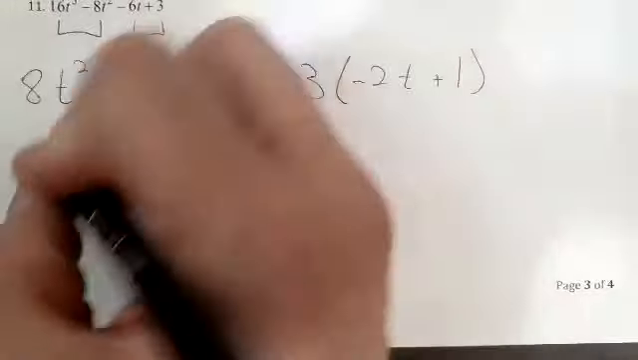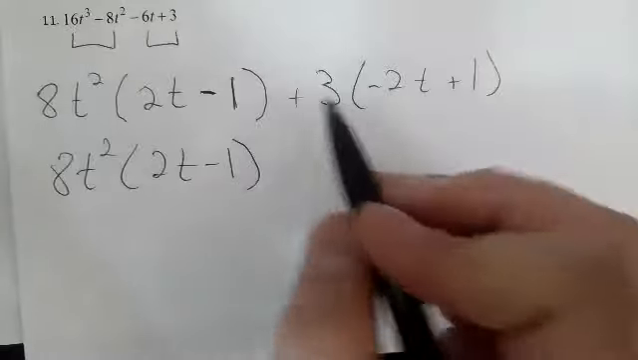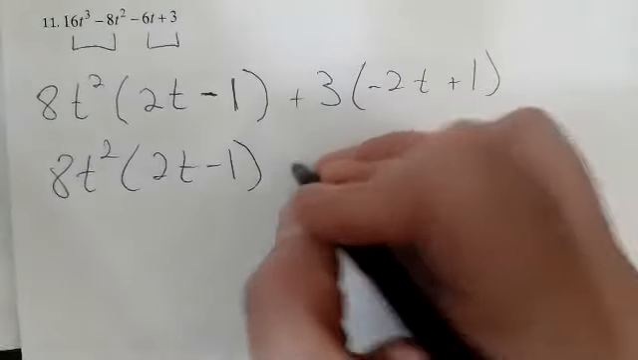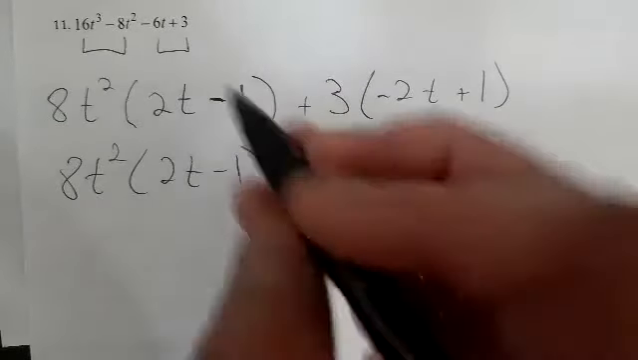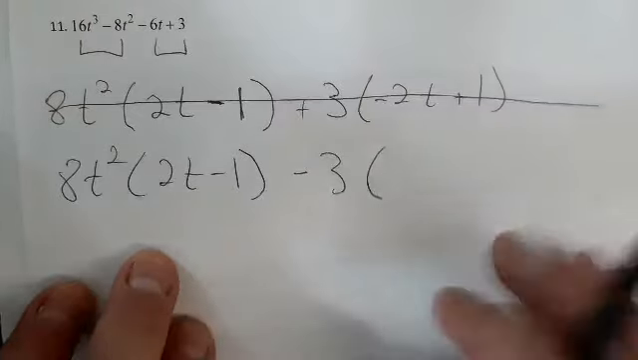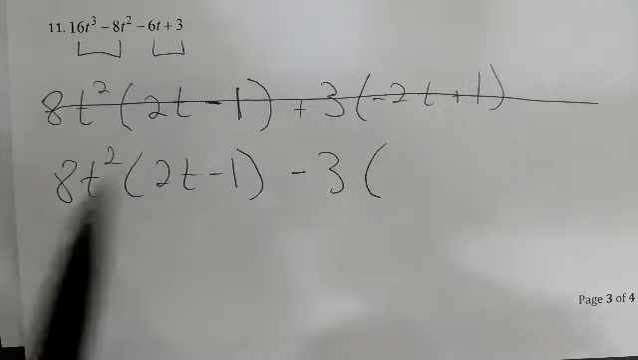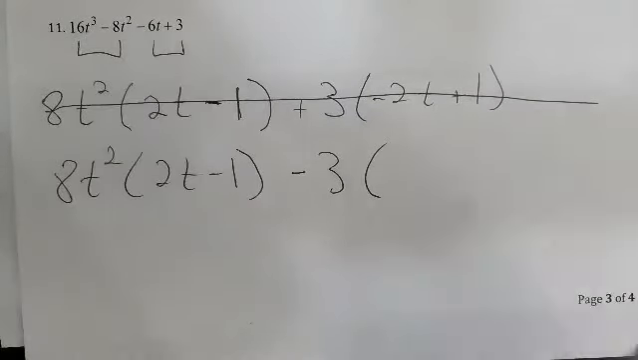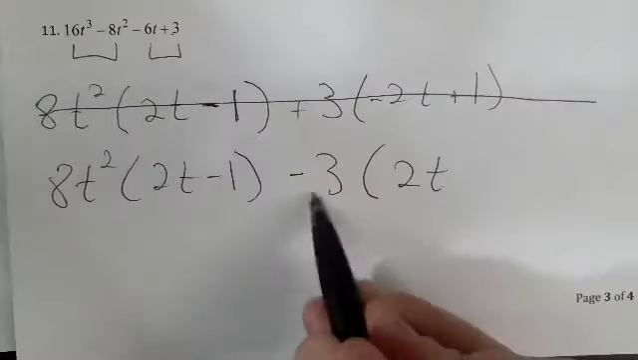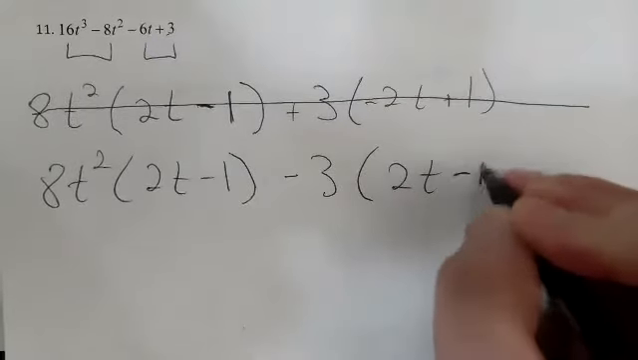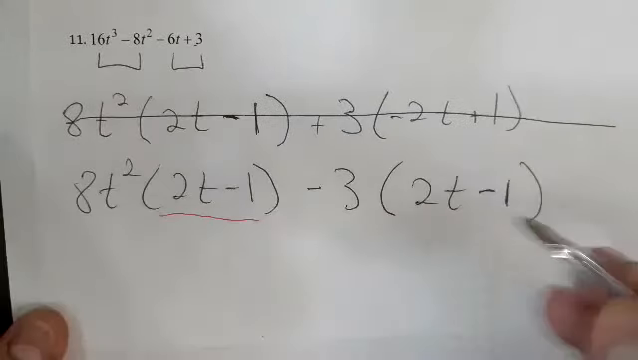So here we should have factored out not a positive 3, but a minus 3. If you factor out a minus 3, minus 6 divided by minus 3 is going to give us the positive 2t. And now we take positive 3 and divide it by negative 3. That's going to give us minus 1, which we want. And now we have the same thing matching up in here.